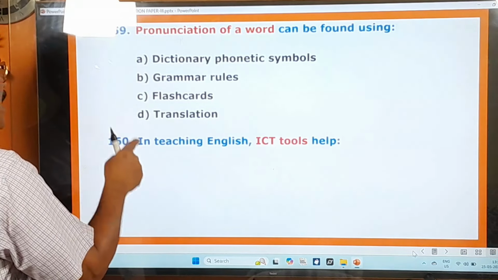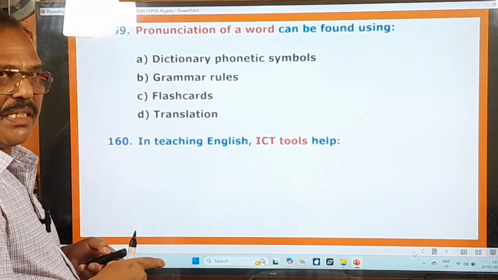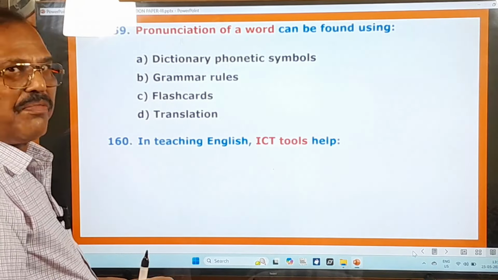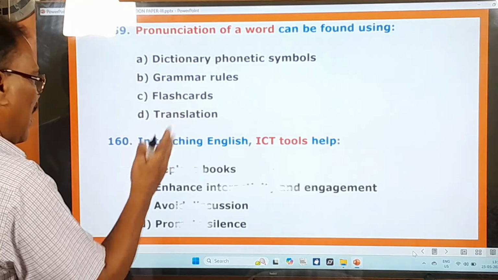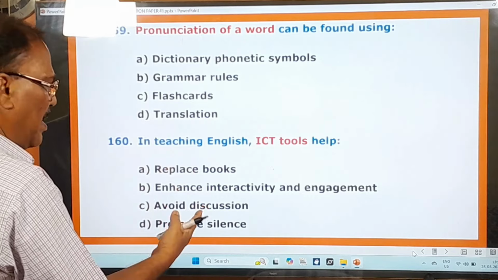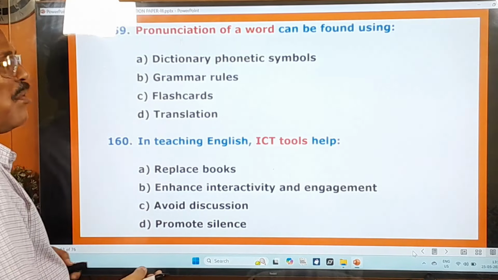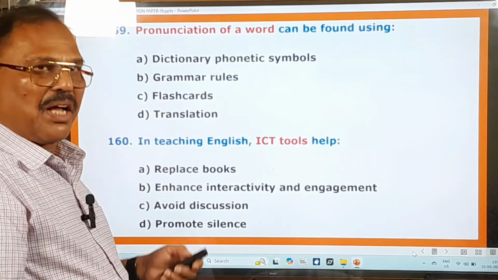160th question. In teaching English, ICT tools help. You know about the ICT in the other class. I think I have explained about this, information communication technology, and tools. What is that? ICT tools help replace books, enhance interactivity and engagement, avoid discussion, promote silence. Okay, with this, the questions of methodology will come to an end.